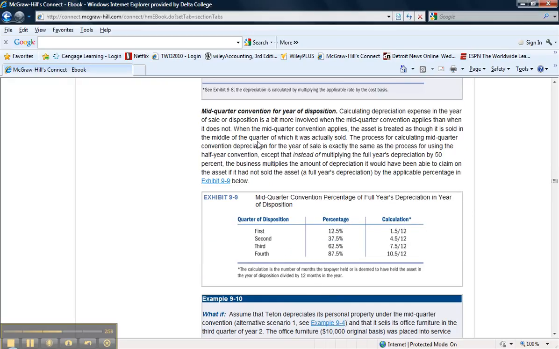What do you do if you dispose of an asset and the asset is being depreciated under mid-quarter? Here you have to take depreciation and assume that the asset was placed in service in the middle of the quarter that it was actually disposed in. So instead of getting a half year's worth of depreciation for that asset, you would get a different percentage. So if you dispose of an asset in the first quarter, it means you barely had it. So you only had it for effectively a month and a half, which is 1.5/12 or 12.5% of the year. So you calculate a normal year's worth of depreciation and then multiply that fraction by, in this case, 12.5% instead of 50%, which was the case under the half-year convention.